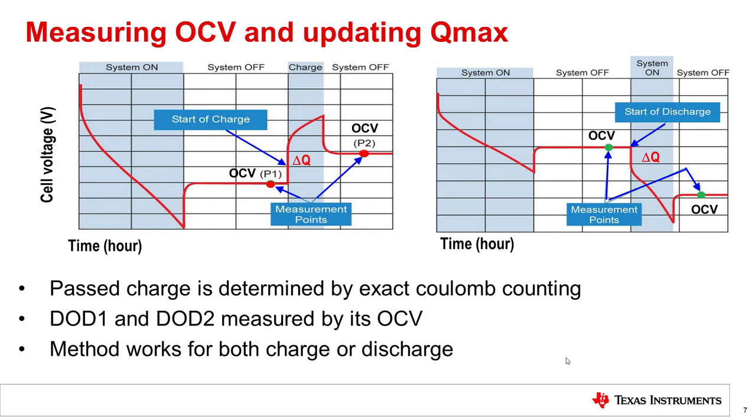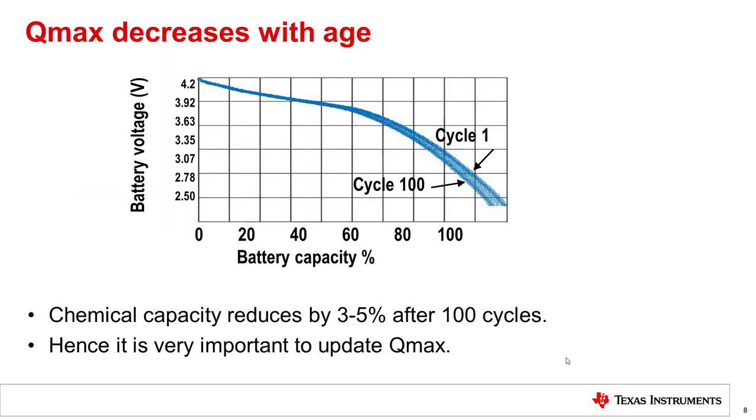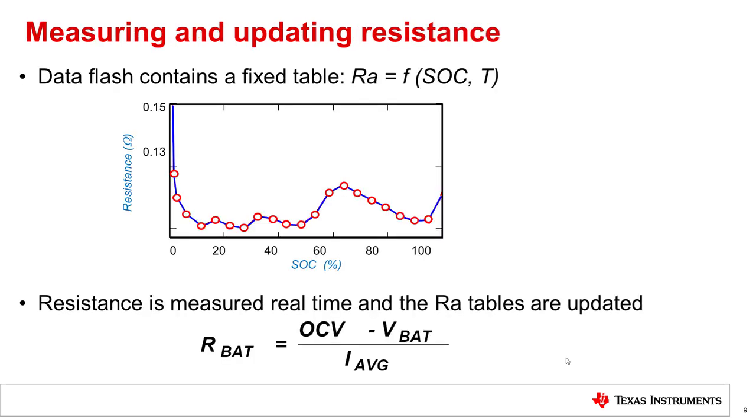DOD is obtained from two consecutive relaxation periods, and the Coulomb counter charge between them is required to update Qmax. Qmax is computed as the past charge divided by the difference in the two DOD points. It is important to update Qmax because Qmax decreases with age. Qmax value reduces by around 3 to 5% after 100 cycles.